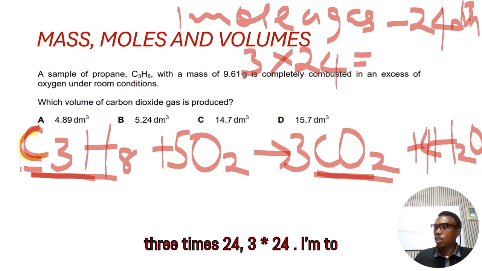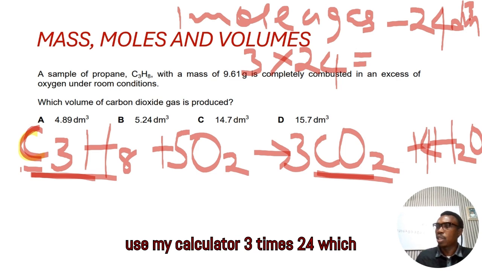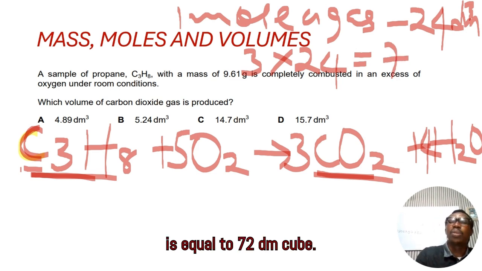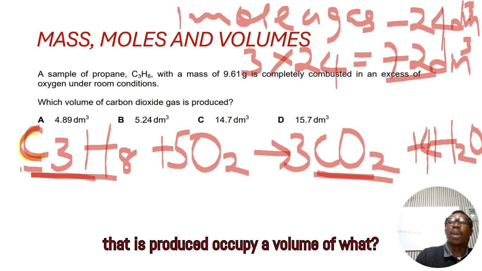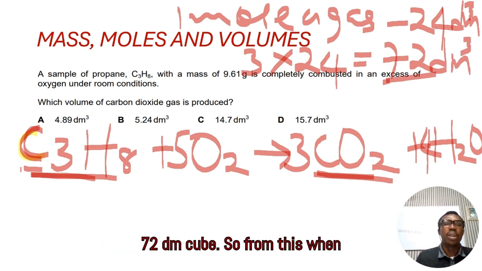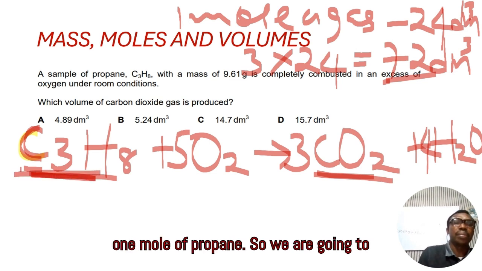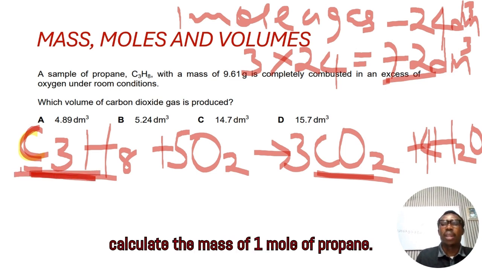3 times 24, I'm going to use my calculator, is equal to 72 dm³. That means 3 moles of carbon dioxide gas that is produced occupy a volume of 72 dm³. So from this, when 1 mole of propane burns, we're going to calculate the mass of 1 mole of propane.